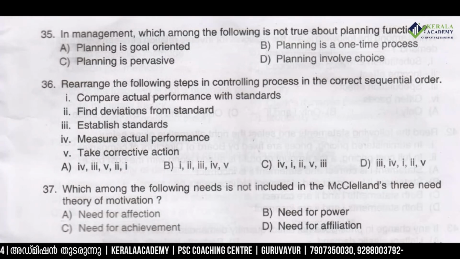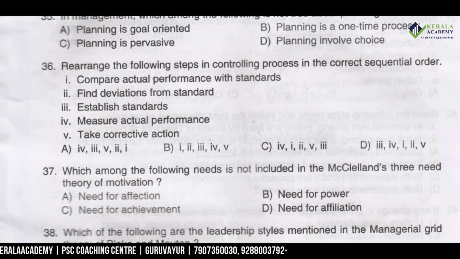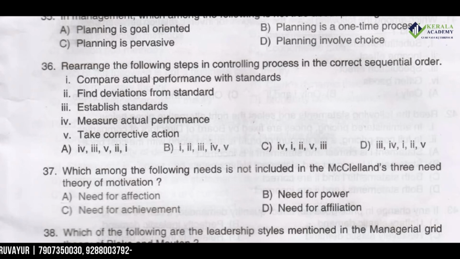In management, which among the following is not true about the planning function? Planning is goal oriented. Planning is a one-time process. Planning is pervasive. Planning involves choice. Correct answer, planning is a one-time process.